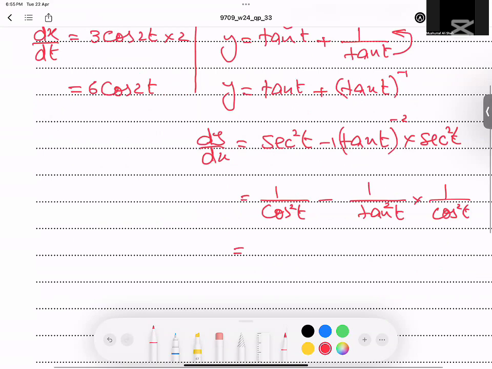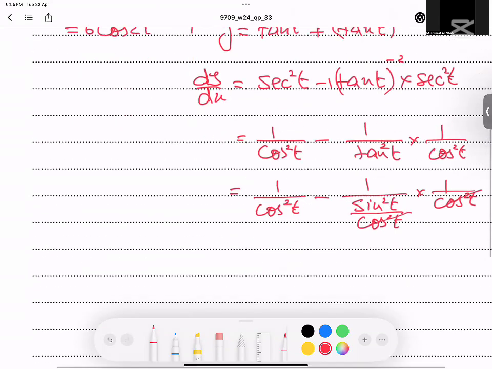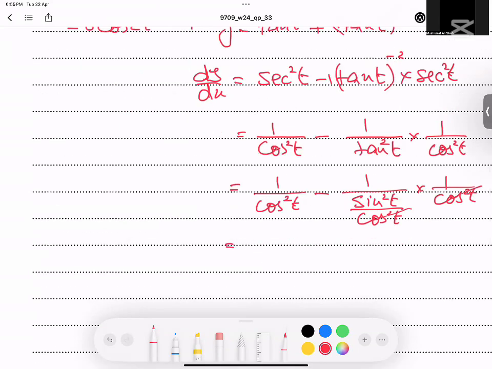So afterwards, I can write it as cos square t. What is the tan value? Sine square t over cos square t. Whereas we have here cos square t, cancel out. And the LCM we have here is cos square t into sine square t. It multiplies there and it multiplies on the other side. So I get sine square t minus cos square t.